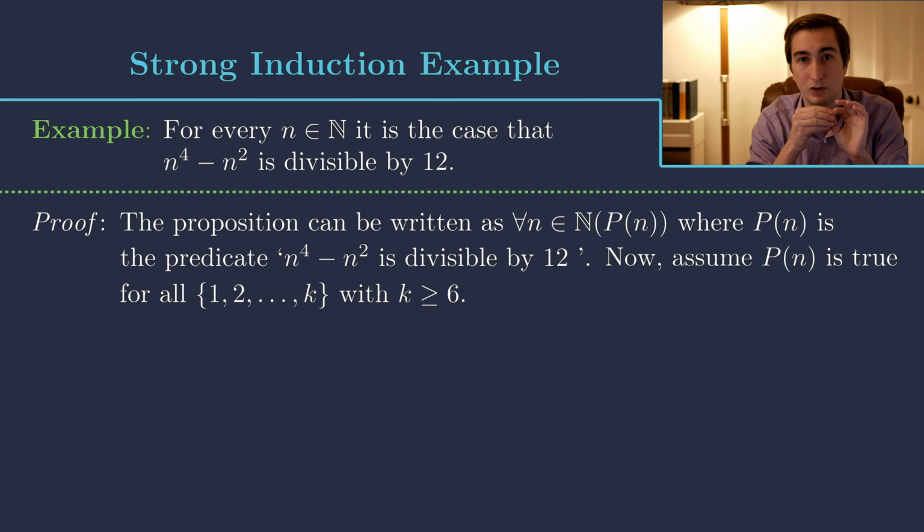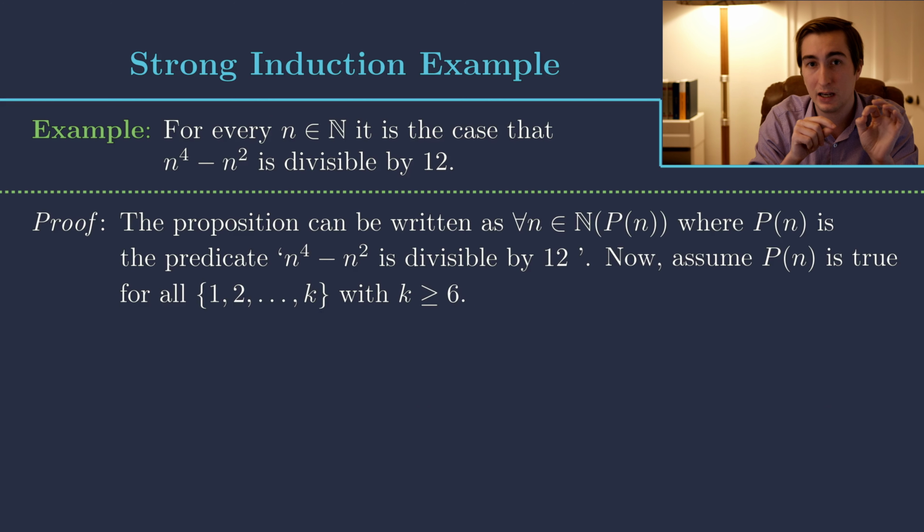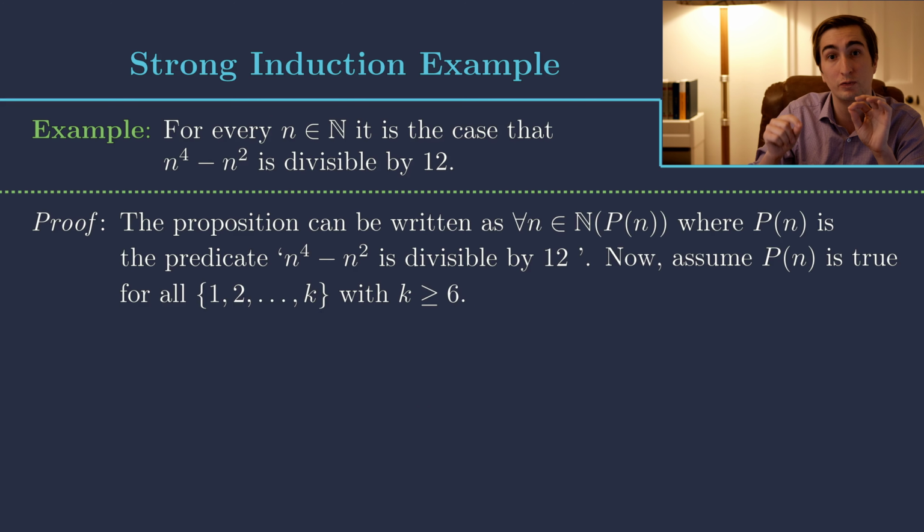Now notice here that I've got in my statement that k has to be greater than or equal to 6. And this is very important because if we didn't have k greater than or equal to 6, you'll see that my proof would not hold.